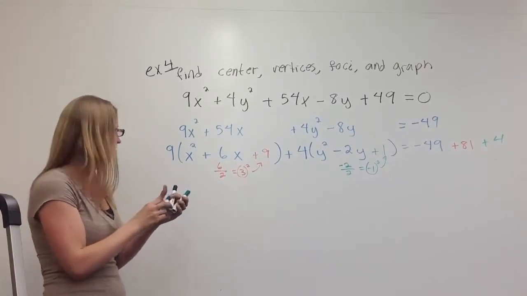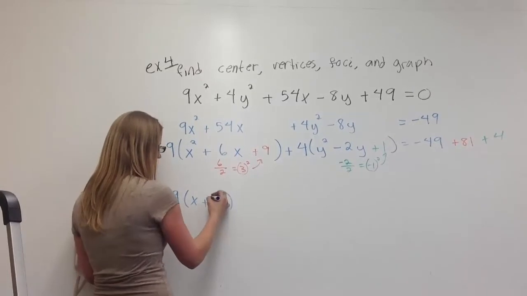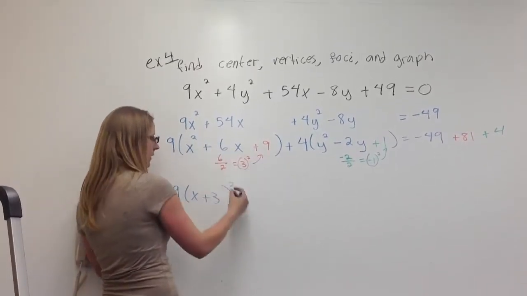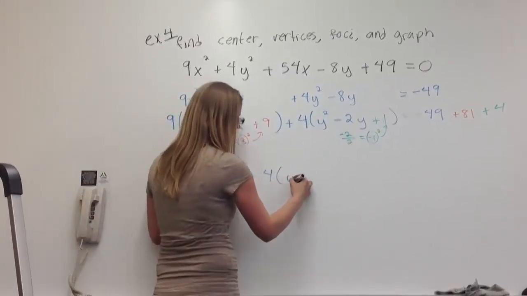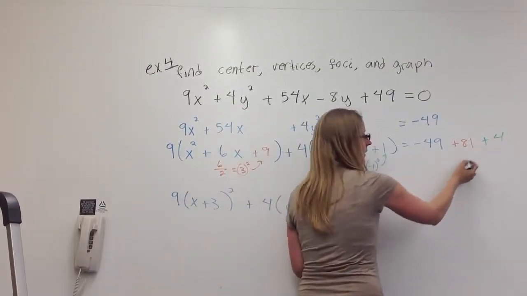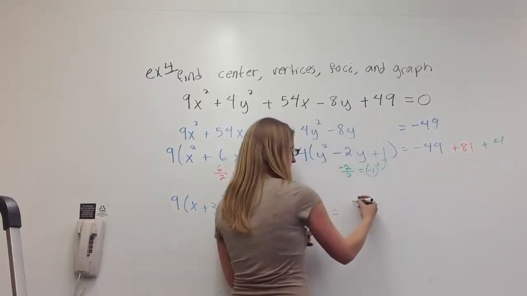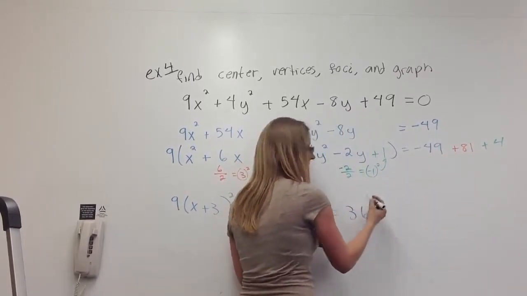Now, could I simplify? Absolutely. This becomes 9 times, this factors into the x plus 3 squared, that whole thing, plus 4 times, this factors into the y minus 1 squared, that whole thing, equals, then we simplify. Negative 49 plus 81 plus 4 becomes what? 36. Good job.